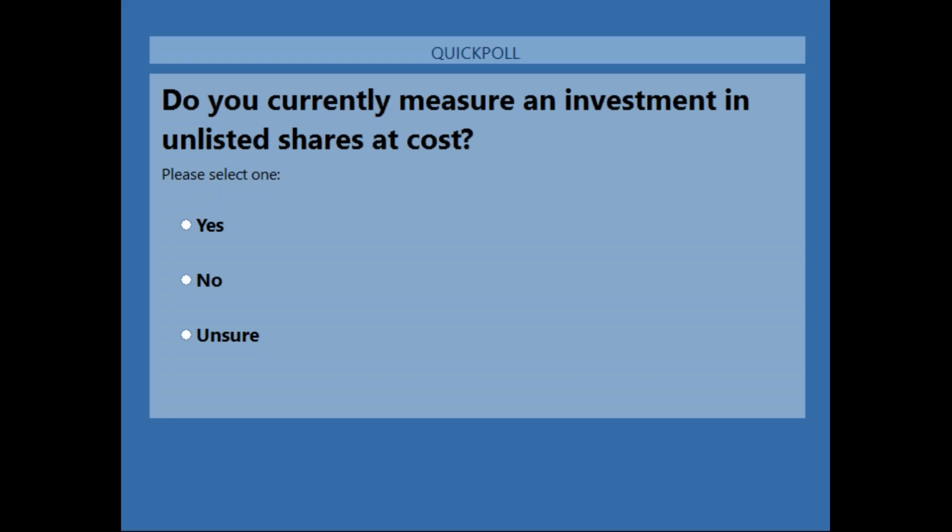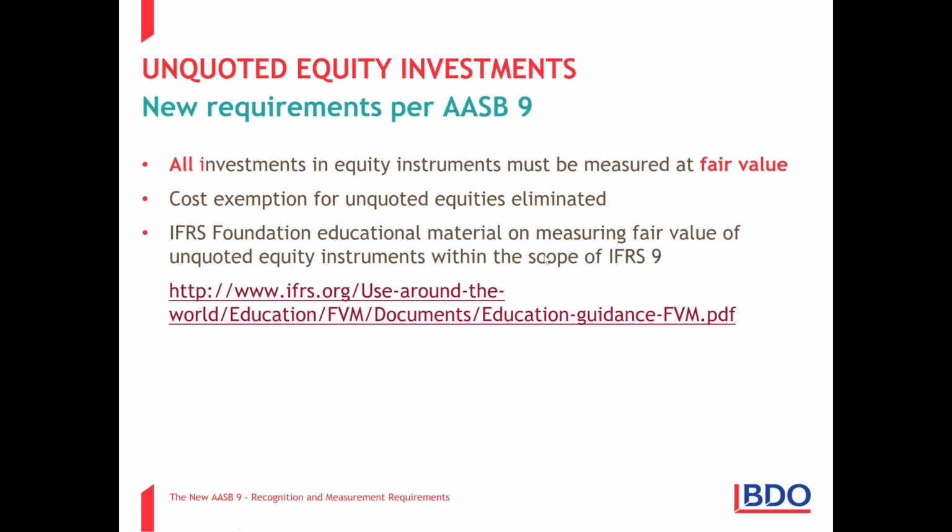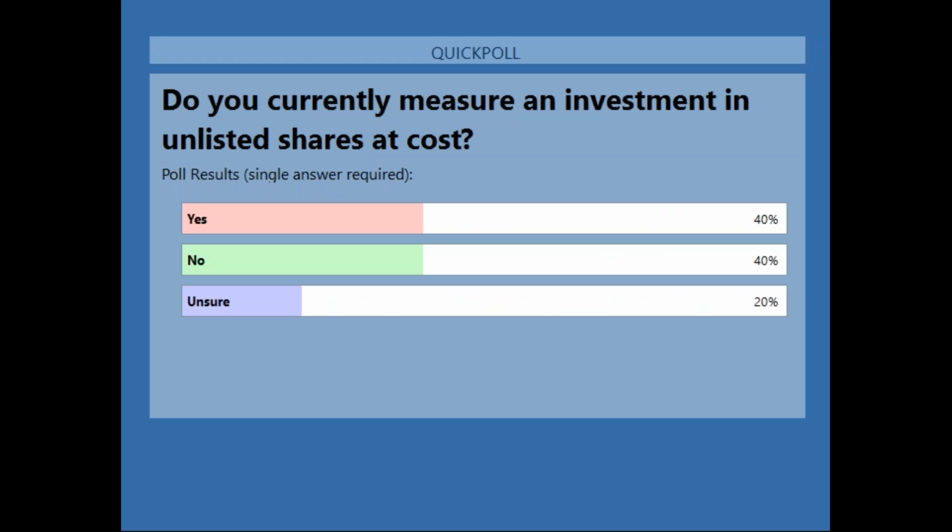Yeah, very interesting. I'll leave it a little bit more. We're around 60%. Do you currently account for your investment in shares at cost? Right, I think that's enough. 70% have voted. I'll share the result. At this stage, 40% are saying yes, we're using that cost exemption. 40% are saying no, and 20% are unsure.